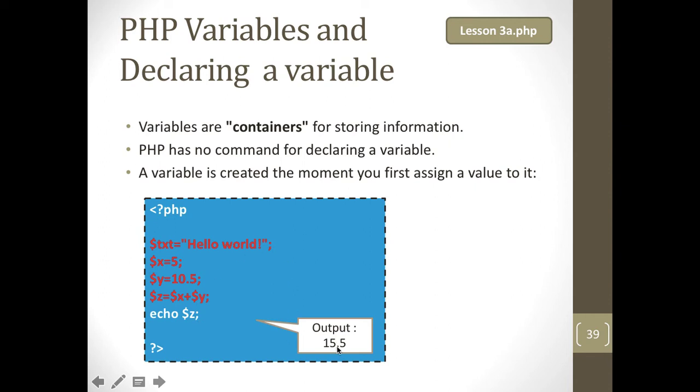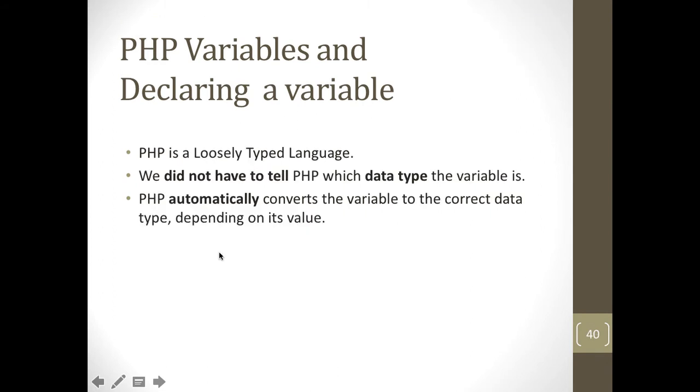And you will see the output is 15.5. Okay, that's the concept of PHP variables and declaring the variables. Of course, in this case, you see that this is the way, straight away, to show that this is not a number, this is a string. Okay. Alright, PHP is a loosely typed language.